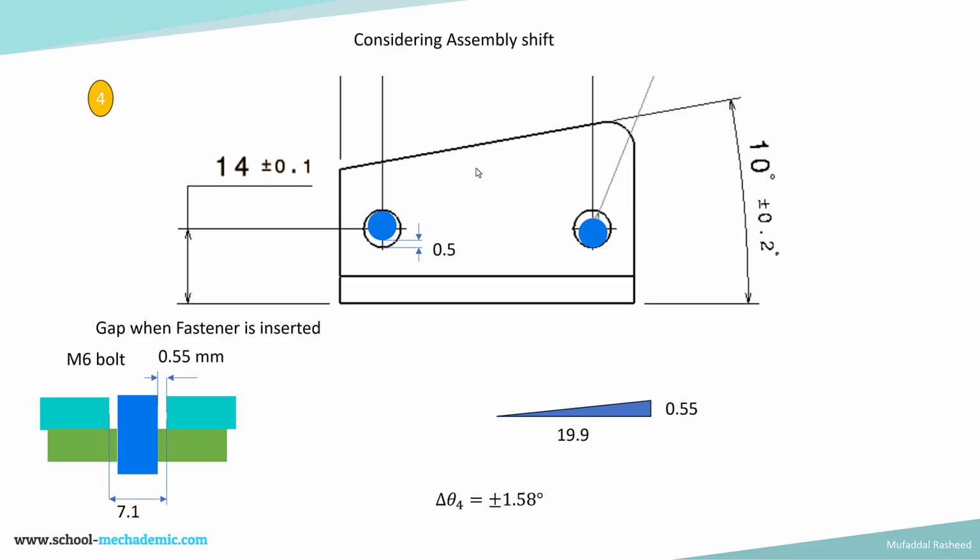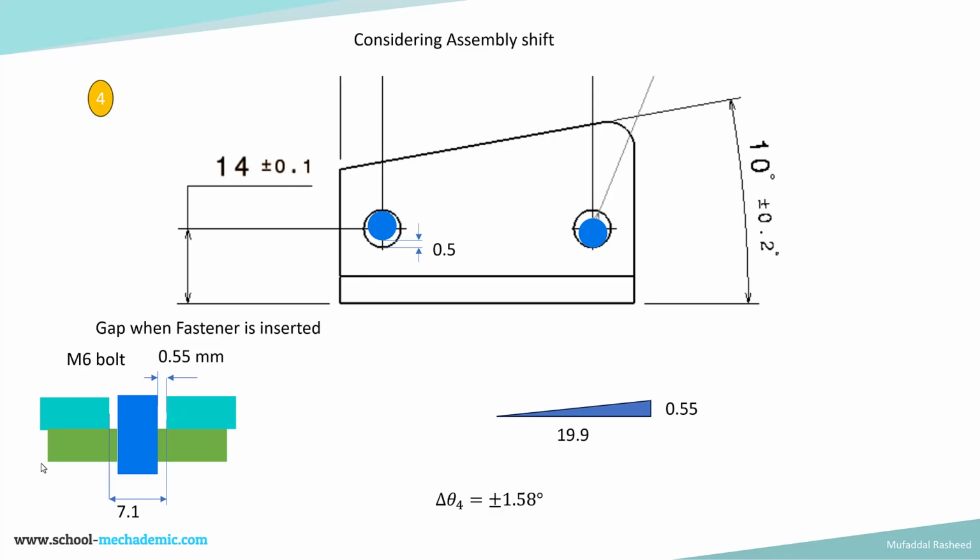It is nothing but a function of the clearance, the maximum clearance which can be there, which is the clearance between the bolt and the largest clearance hole. So the largest clearance hole is 7.1. That is, the basic dimension of the clearance hole is 7, and it is having a tolerance of plus or minus 0.1. So the maximum size of the hole can be 7.1.